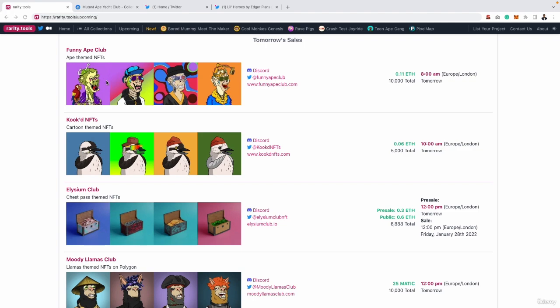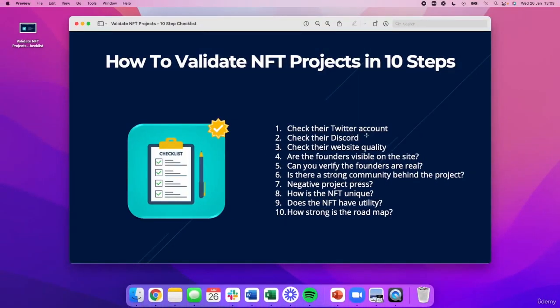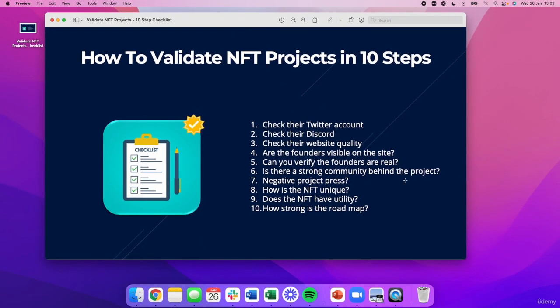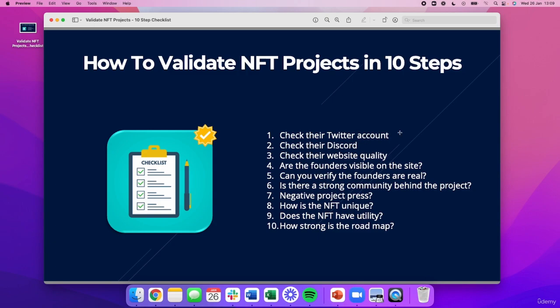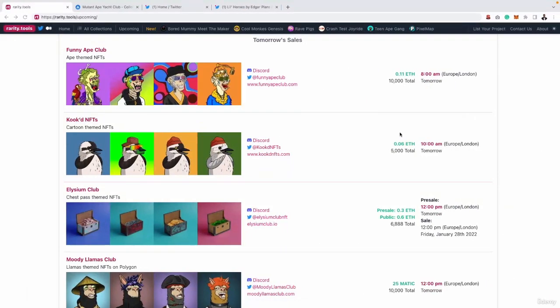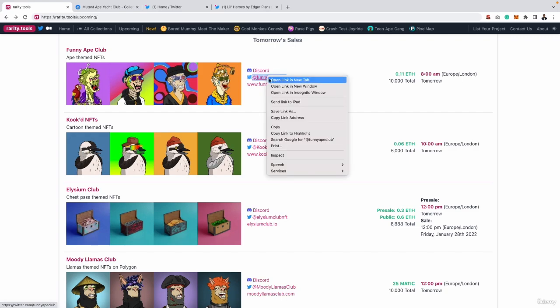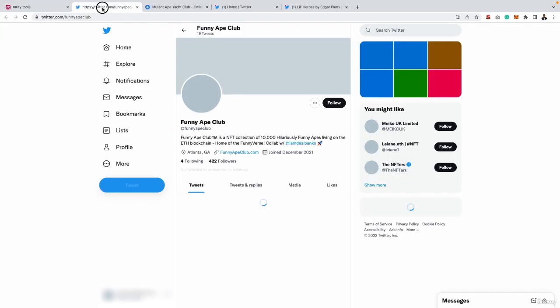So what is the first thing we need to do? Well, number one, we need to check the Twitter account. I'll make it a little bit bigger. Hopefully you can see that. There we go. Check the Twitter account. Checking the Twitter account is very easy when using a tool like rarity.tools. They have some important links next to each project on the right hand side of the images. We can see the second one is always going to be a Twitter, so we can open that up.